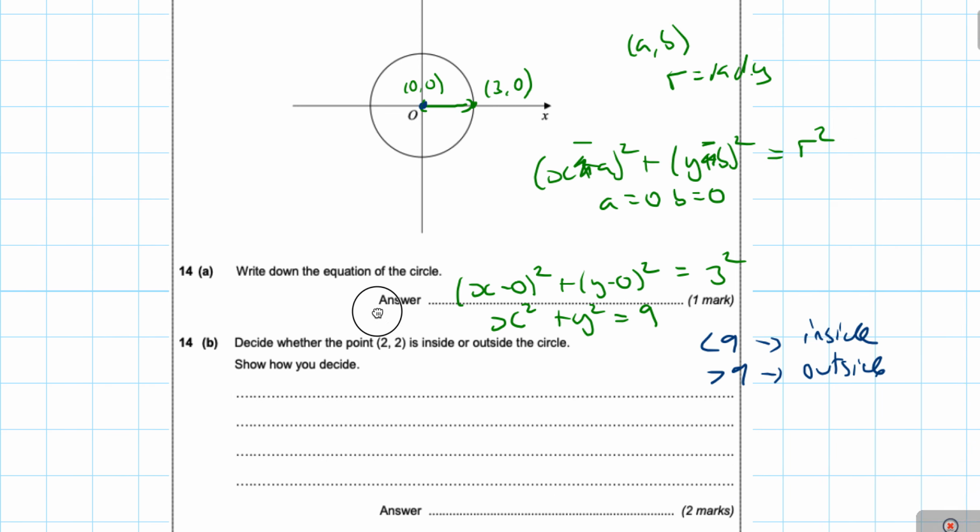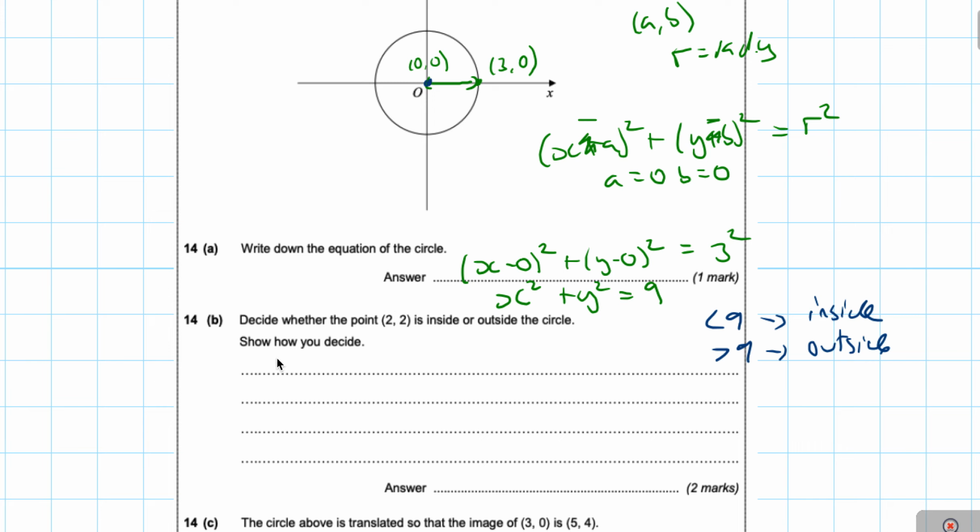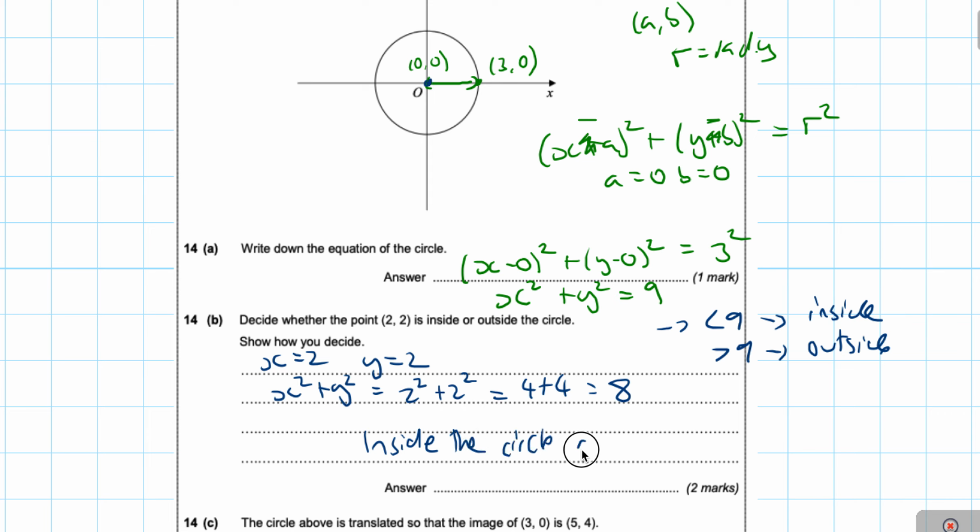So from here, all we need to do is just plug in our values. We're given an x value and a y value, so x equals 2, y equals 2. So x squared plus y squared is equal to 2 squared plus 2 squared, which is 4 plus 4, which is equal to 8. Now, as it is less than 9, it therefore must be inside the circle. So inside the circle, as x squared plus y squared is less than 9. And that will be a good enough justification for your answer here.